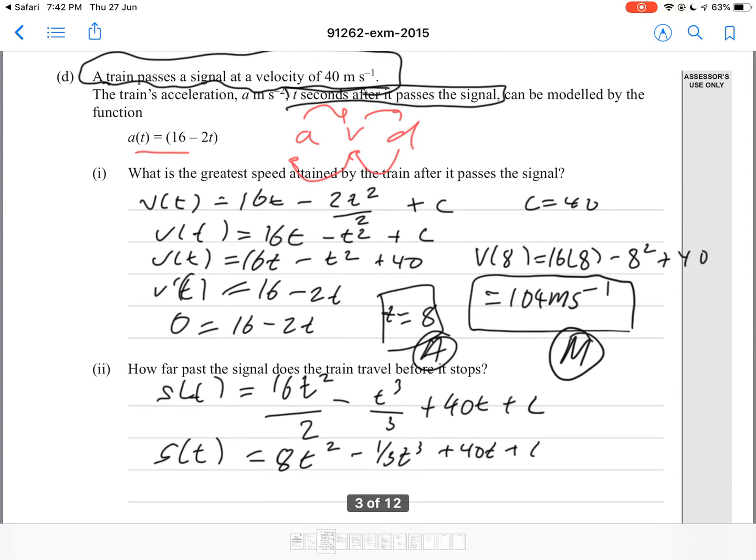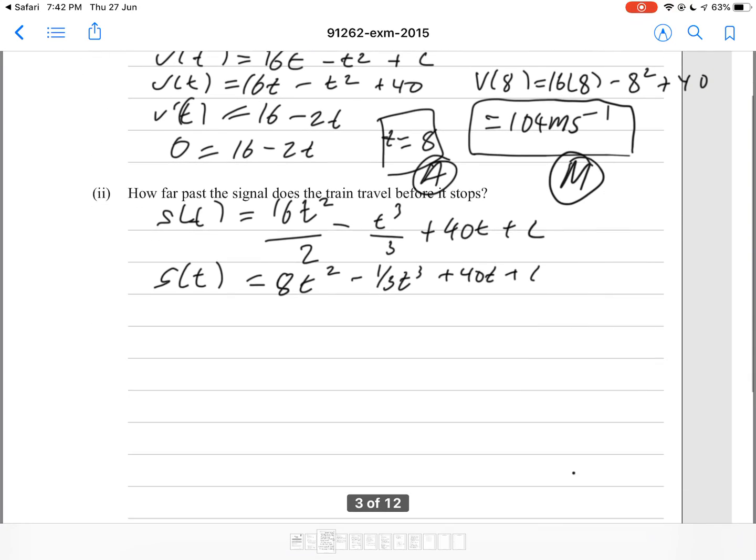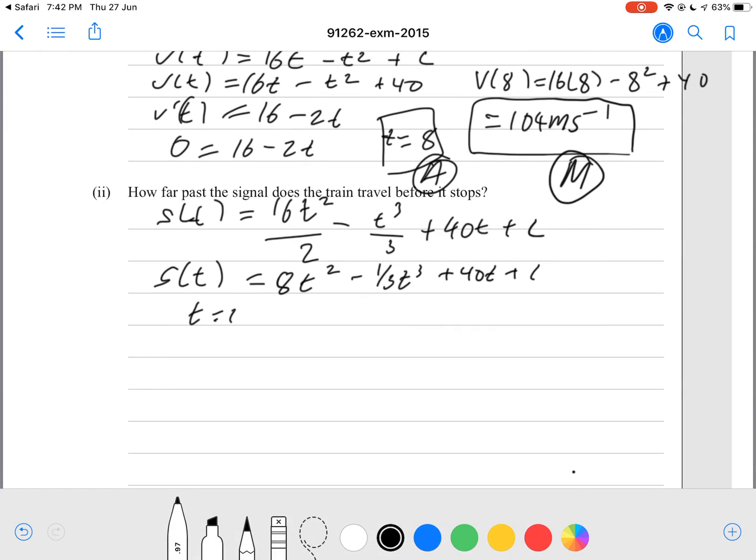Okay, so I have to read the question really carefully. How far past the signal does the train travel before it stops? Basically, we start measuring the distance from the signal, and the time also starts from the signal. So when t equals 0, our distance was equal to 0. Therefore, we can say that our c equals 0 as well. So s of t equals 8t squared minus 1/3 of t cubed plus 40t.